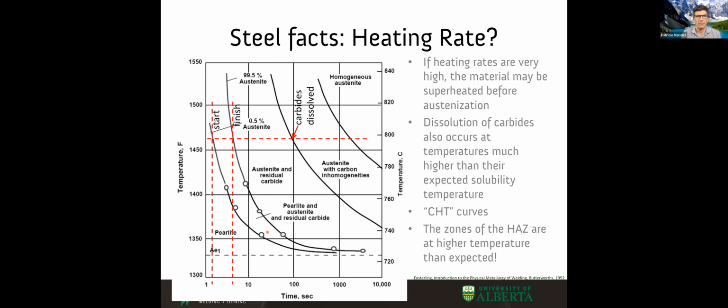Also, in new processes like laser cladding or laser welding or laser heat treatment, the heating is so fast that the austenitization doesn't happen as usual. It happens at very different temperatures. And when it happens at very different temperatures, the cooling down might end up being very different and difficult to explain. So we're going to stop here.